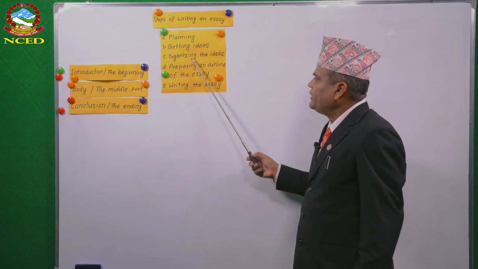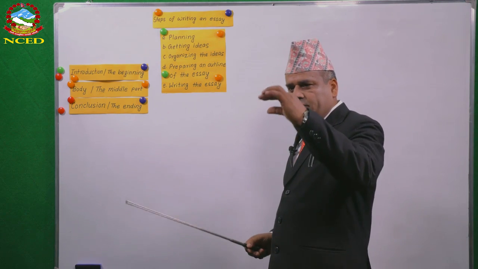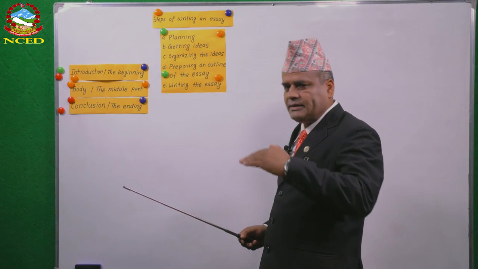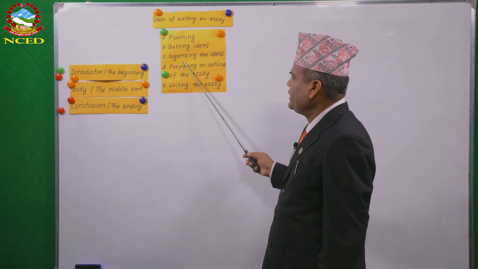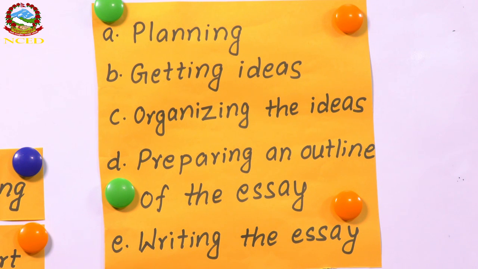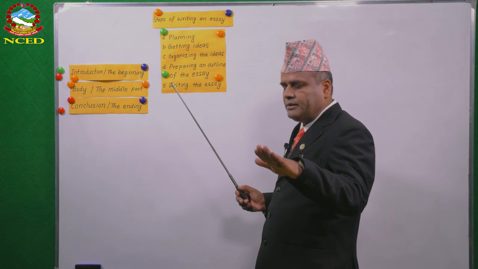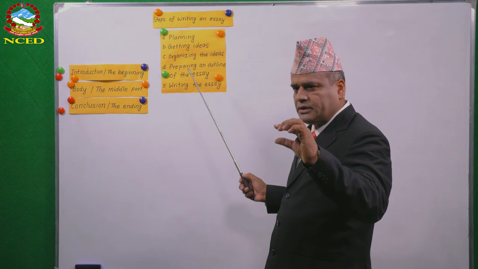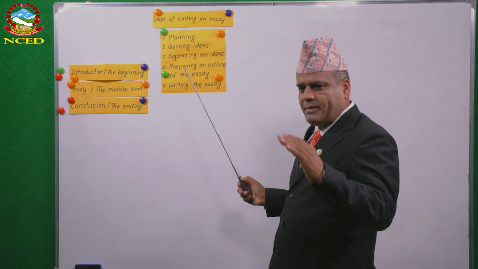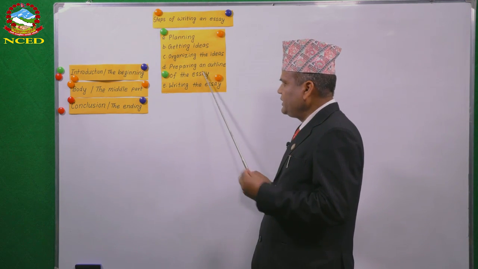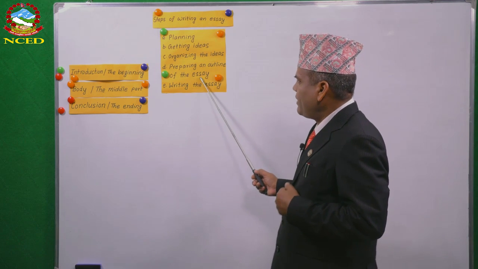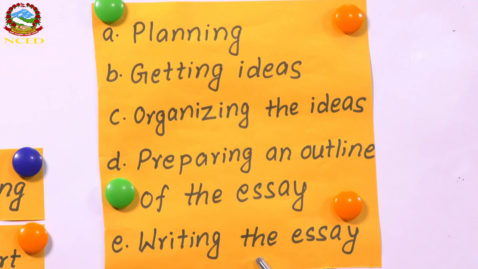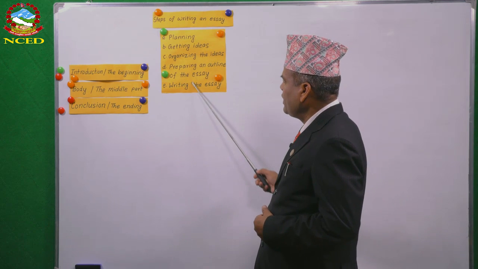After getting ideas, you organize the ideas from introduction to conclusion, how to write step by step. That is called organizing the ideas. After you organize the ideas, you prepare an outline, a guideline. So you prepare a short introduction, the body, maybe advantages, disadvantages, and conclusion. All these you prepare, the outline of the essay. And finally, you write the essay. It becomes perfect because you go through the planning.